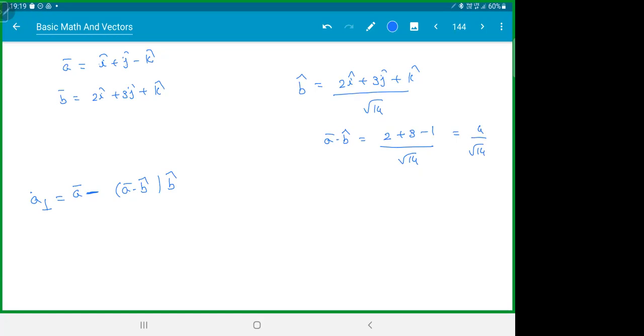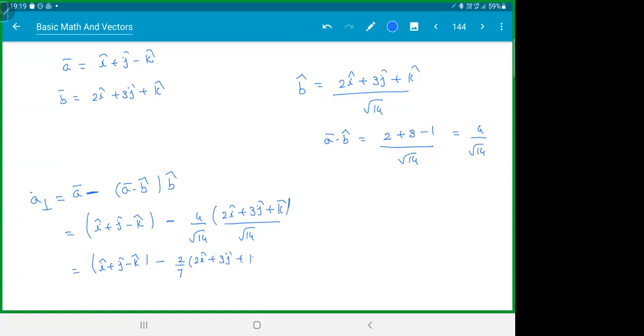Then yeah, you just substitute here. What is the answer here? A bar is i plus j minus k, minus A dot B, which is 4 by root 14, and B cap will be 2i plus 3j plus k by root 14. Numbers are bad. I plus j minus k, this will be minus 2 by 7, 2i plus 3j plus k. I will leave it to you. I know you can solve it. Got it?